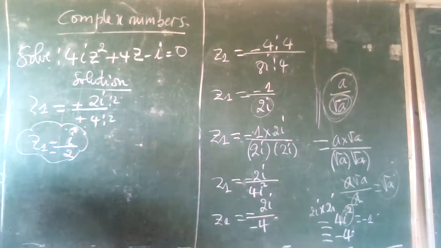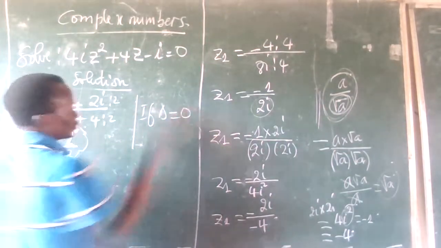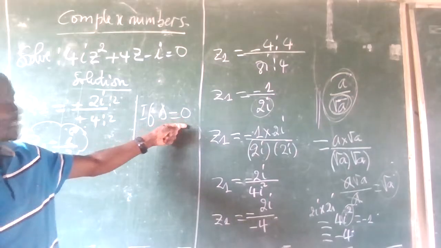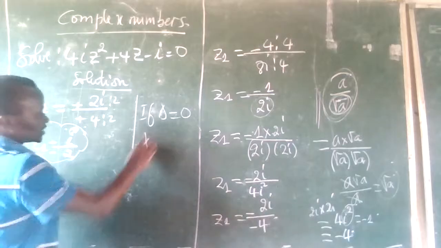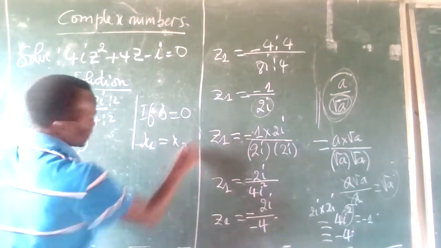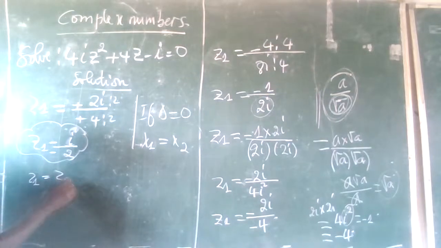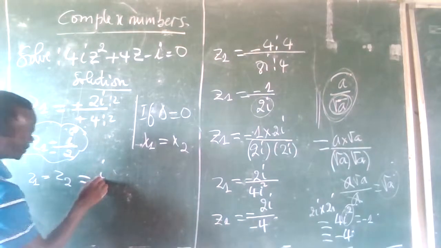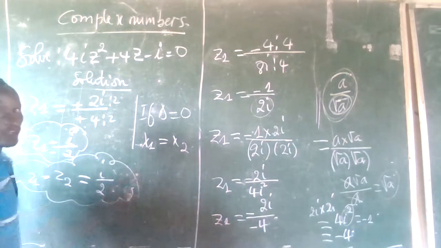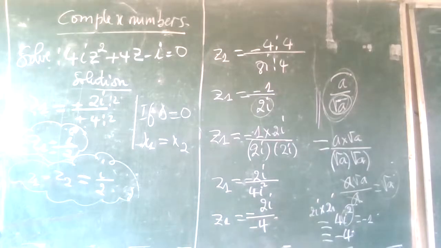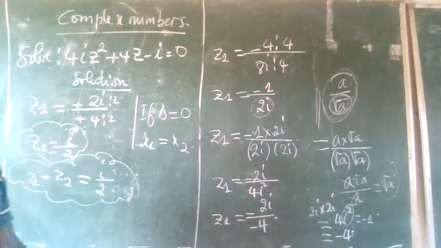Then remember that we have seen if delta is equal to 0, the condition that we should have is that x1 will be equal to x2. It means x1 will be equal to x2. Now Z1 is equal to Z2, which is equal to i over 2. This is the final solution. Yes. Now let us go for the next questions relating to these complex numbers.